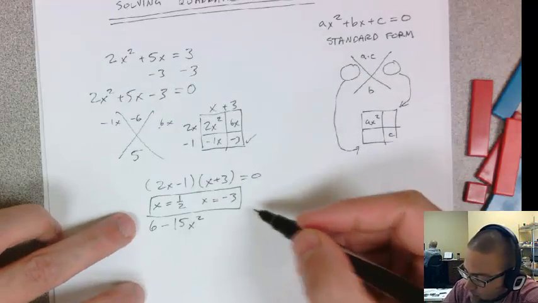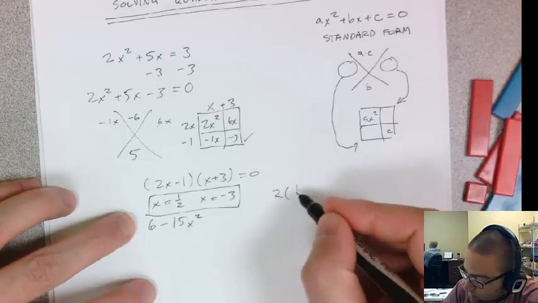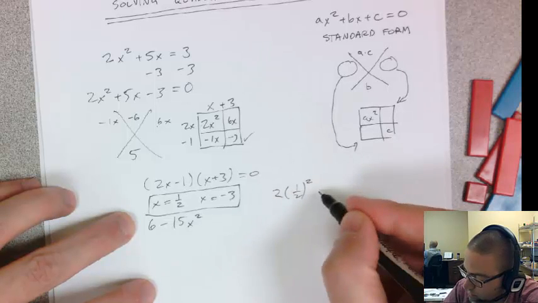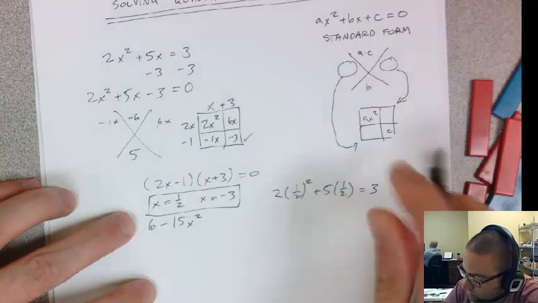And I could check by plugging it back in. Let's go ahead and just check the 1/2. How about 2 times 1/2 squared plus 5 times 1/2, is it equal to 3?